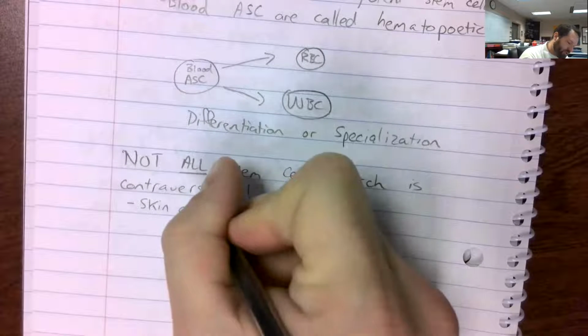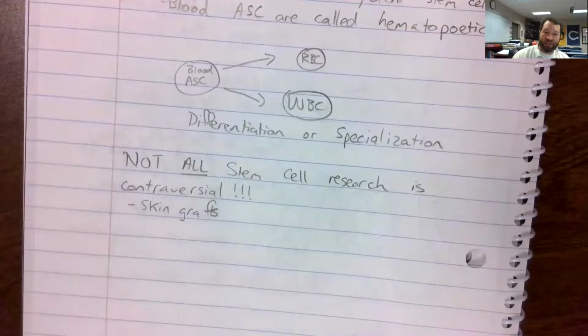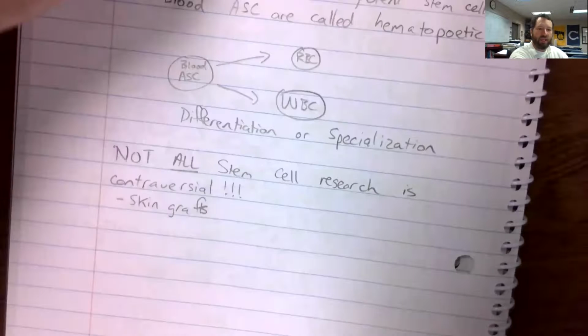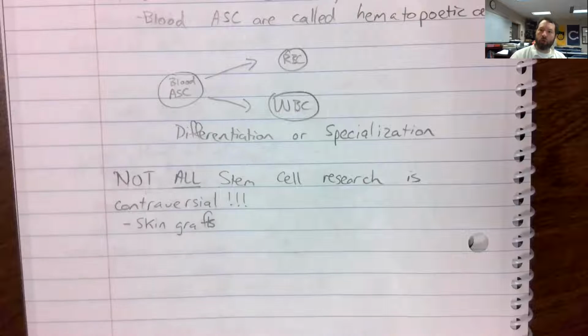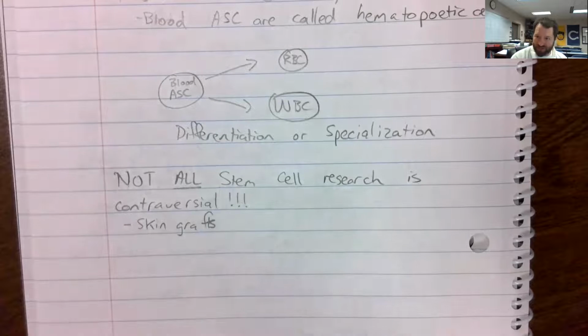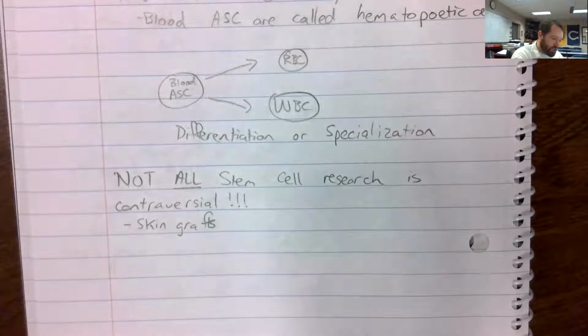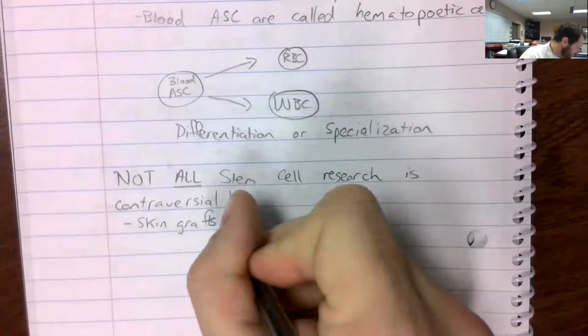Skin grafts, that's an example of using a multipotent stem cell. When you have a severe burn or you lose some skin, they can grow new skin on there, and they use adult stem cells, the basal cells we just talked about, to do that. There's no controversy. We've been doing that for 50 years now.